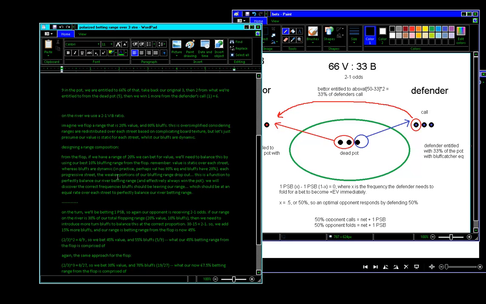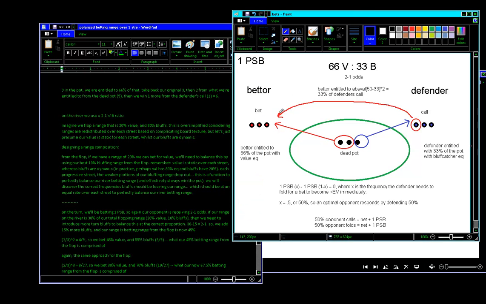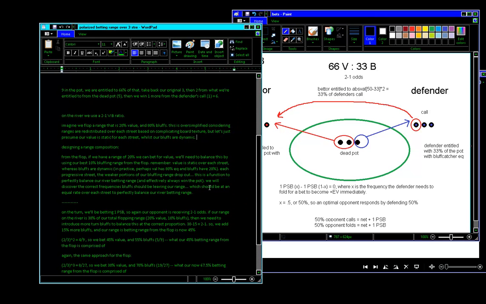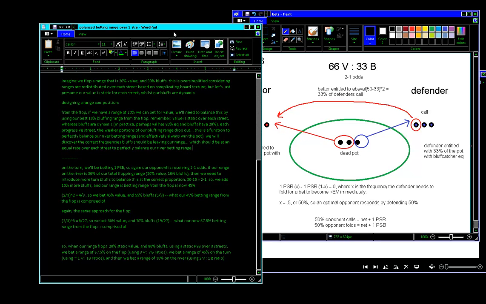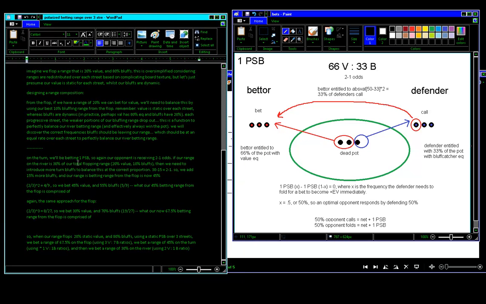But each progressive street, the weaker portions of your bluffing range drop out. This is a function of perfectly balancing our river betting range and effectively always winning the pot. As we demonstrated here, you effectively always win the pot when your range is perfectly balanced. We will discover the correct frequencies bluffs should be leaving our range, which should be at an equal rate over each street to perfectly balance our river betting range, like I just kind of said. Okay. So on the turn, we'll be betting 1 pot size bet. Also presume we're using static bet sizes.